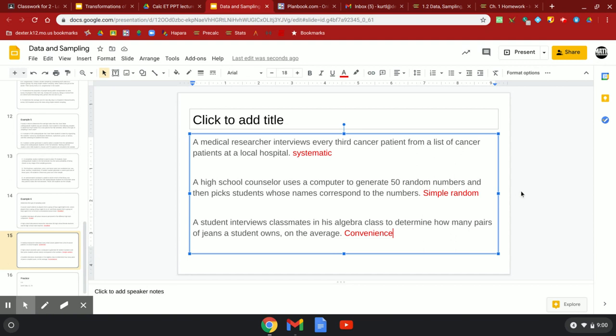Okay, and here's what I got for the last three. So every third cancer patient told me it was going to be systematic. It's just a basic, simple, random sample like we did yesterday on the second one. And on this last one, it's kind of convenient. This student just used his algebra class to figure out the amount of jeans someone owns. So I think we needed to branch out a little bit there. Maybe algebra students don't like to wear jeans that much. They wear sweatpants. I don't know.